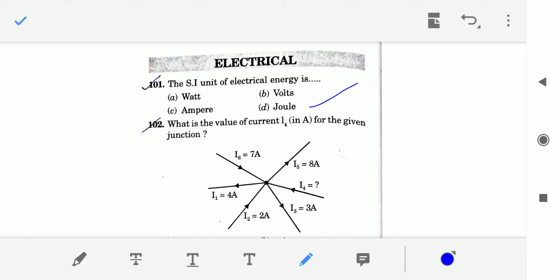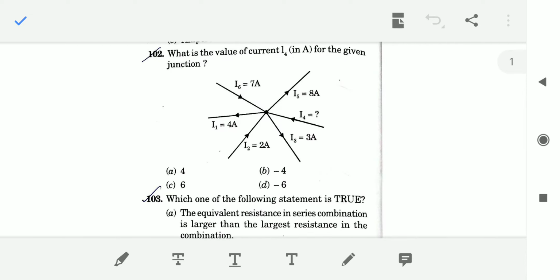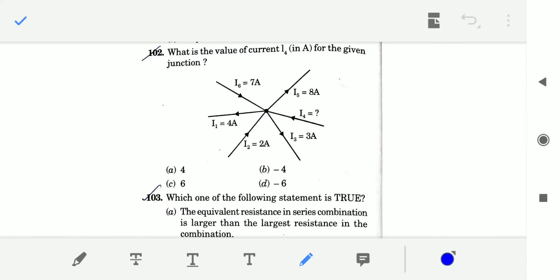Coming to question number 102, it is about KCL. In this, let me consider entering currents as negative and leaving currents as positive. We know that KCL says the sum of entering currents at a node is equal to the sum of leaving currents at that node. So now let us start with I1.